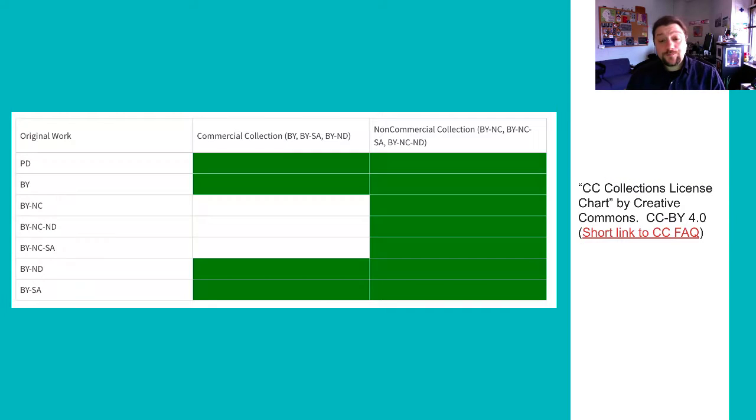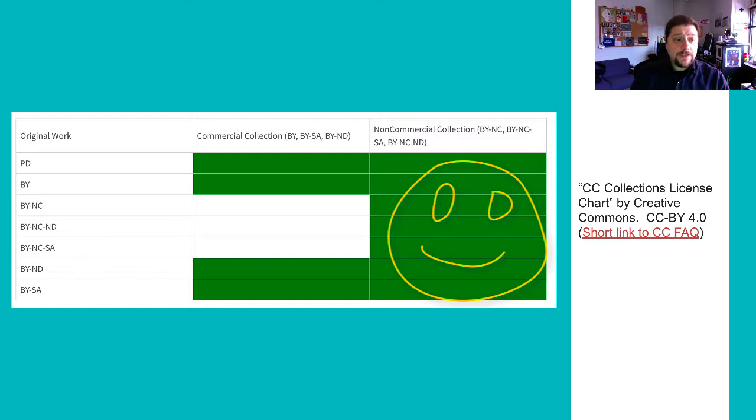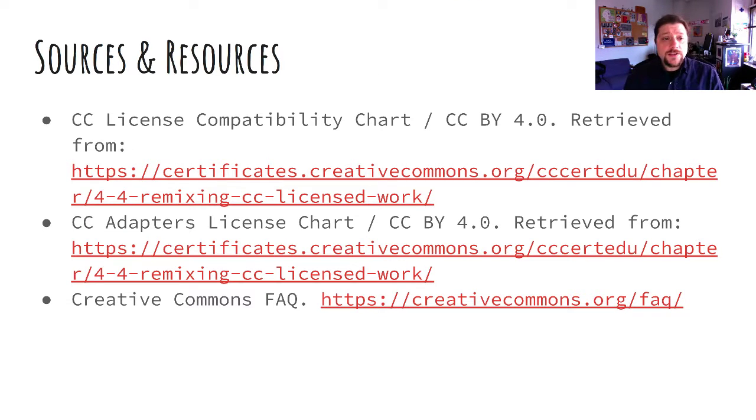You can say, okay, this is very particular to this particular Haas avocado logo, for example. As you can see from the collections license chart, commercial distribution or commercial CC licensing is much more restrictive, but non-commercial collections are actually much more permissive, and you can include a variety of or all types of CC licensed work in a non-commercial collection. So here are some sources and resources. Highly recommend the Creative Commons FAQ. This is where I found some of the information.